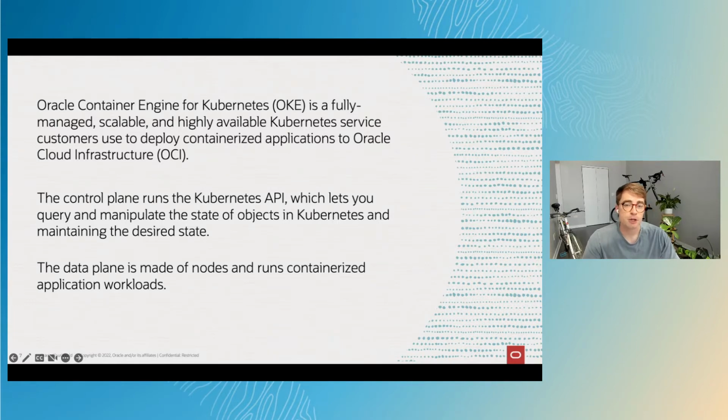The Oracle Container Engine for Kubernetes, also known as OKE, is a fully managed, scalable, and highly available Kubernetes service. It's what our customers use to deploy containerized applications to Oracle Cloud Infrastructure. The service manages the cluster control plane fully on your behalf. There's no need to worry about the Kube API server, Kube Controller Manager, Cloud Controller Manager, etcd, and all those other components of your cluster. And you, the user, you share responsibility for managing the data plane where your containerized application workloads run.